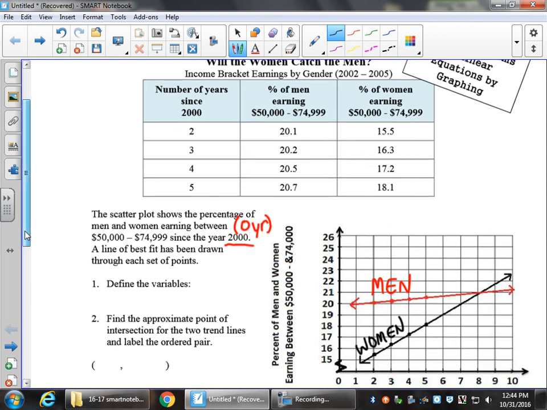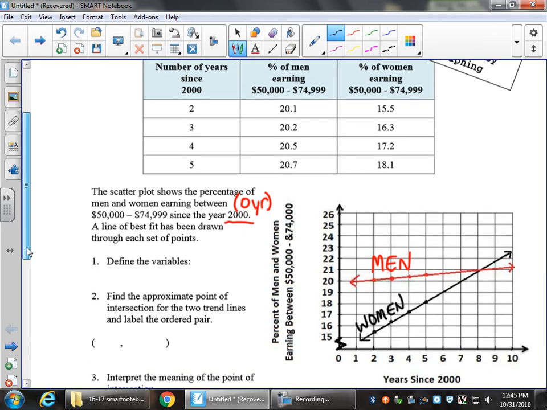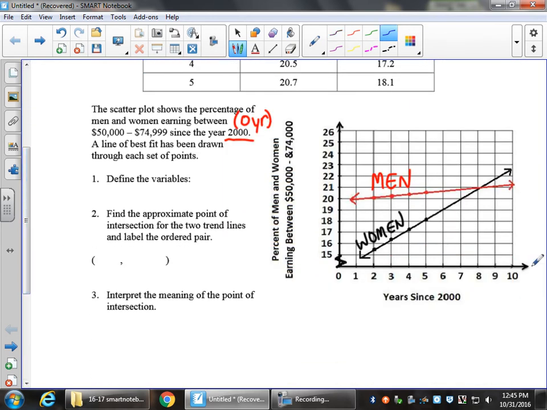All right, first it says define variables. So it's nice when I have a table because I can just literally look at my axes. Here's X, here's Y. So X is the number of years since 2000, and Y equals percent earnings.